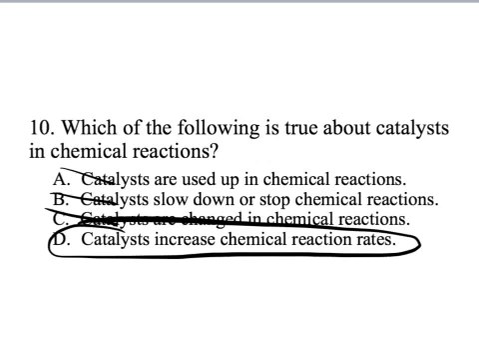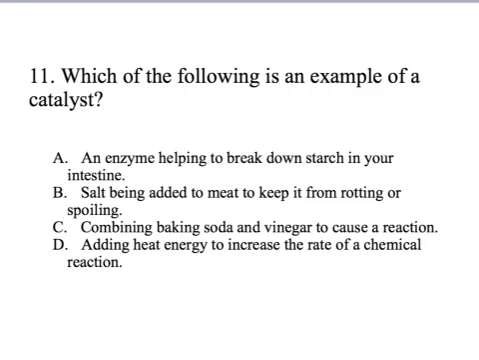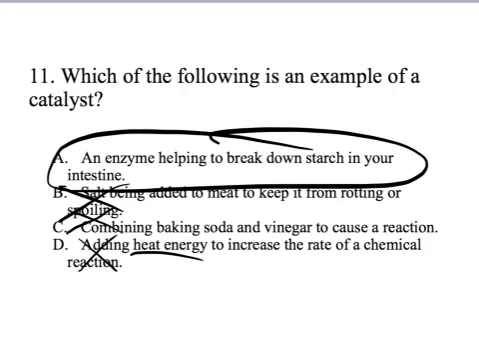Which of the following is an example of a catalyst? An enzyme breaking down starch in your intestine, salt being added to meat to keep it from rotting. See, in here, it's actually stopping the reaction, so there, it's not it. Combining baking soda and vinegar to cause a reaction. They combine just fine with nothing else helping them. Adding heat energy to increase the rate of a chemical reaction. While this may seem like a catalyst, remember I said it was a chemical or a compound that we add. So an enzyme helping break down starch in your intestine would be an example of a catalyst.